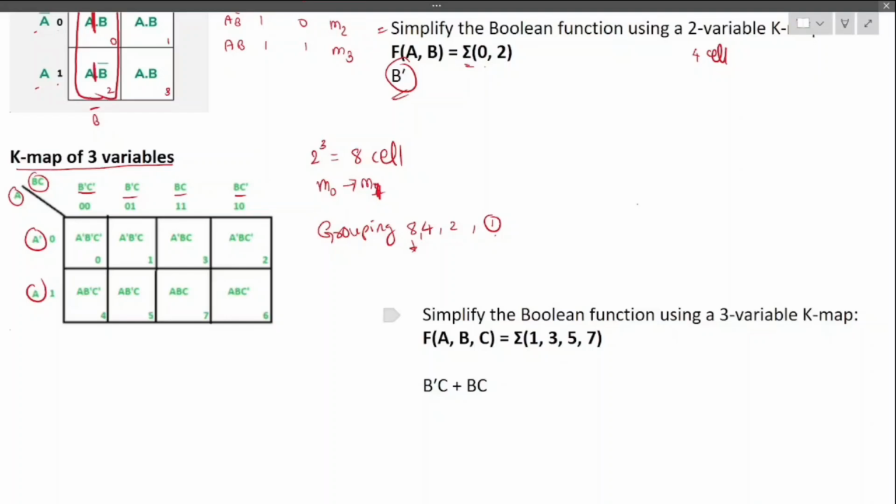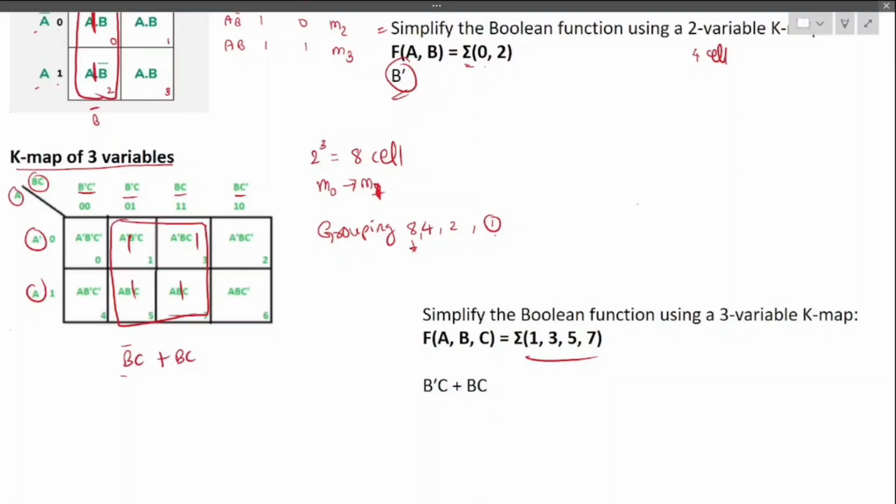Now let us move to the question. The terms given in the question are 1, 3, 5, 7. Directly a 1 4 grouping is forming. Here the ones are present in both the upper row and the lower row, meaning A bar and A we can directly ignore, and write B bar C plus B C.